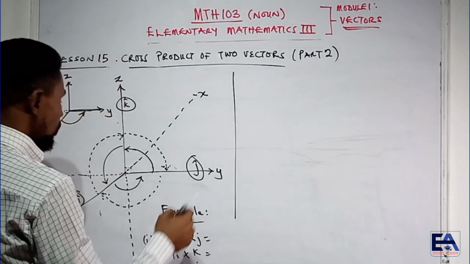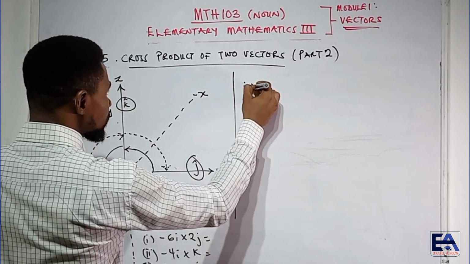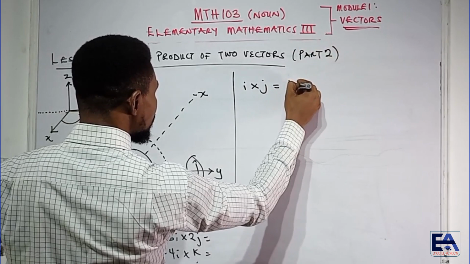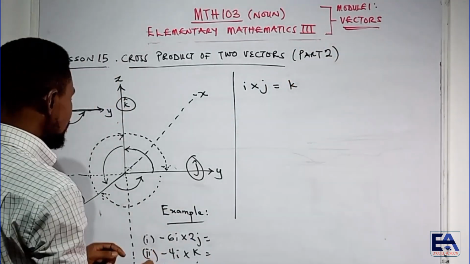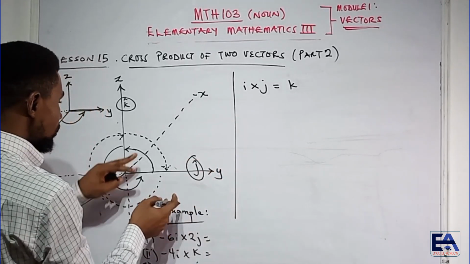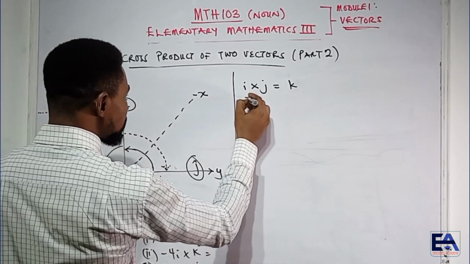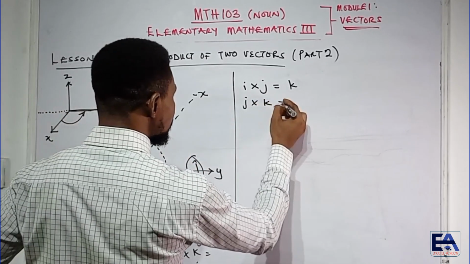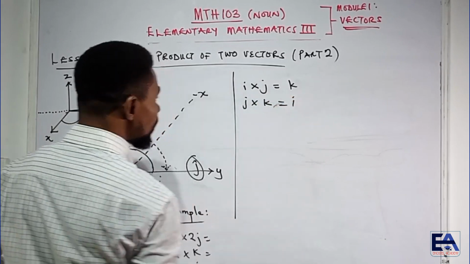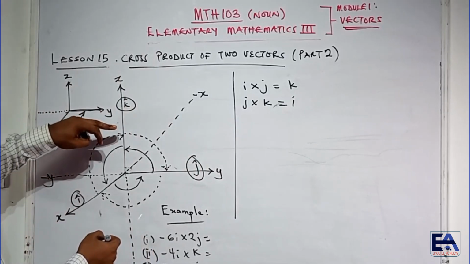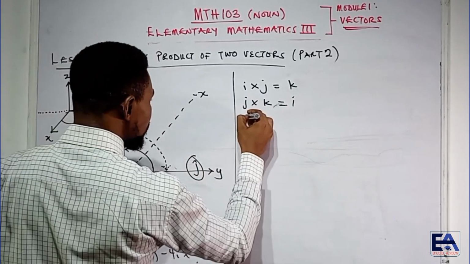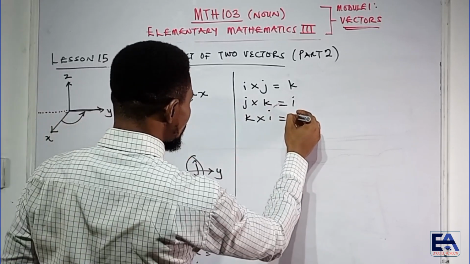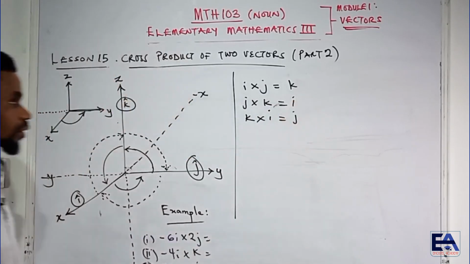So what are we going to get when we decide to cross them? If you cross the unit vector i over j, you are going to get what? k. In a similar manner, if you cross y over z, that is j cross k, it will produce the vector x, which is i. And if you also cross z over x, which means k crossing i, it's going to produce vector j. So that is how we see it.